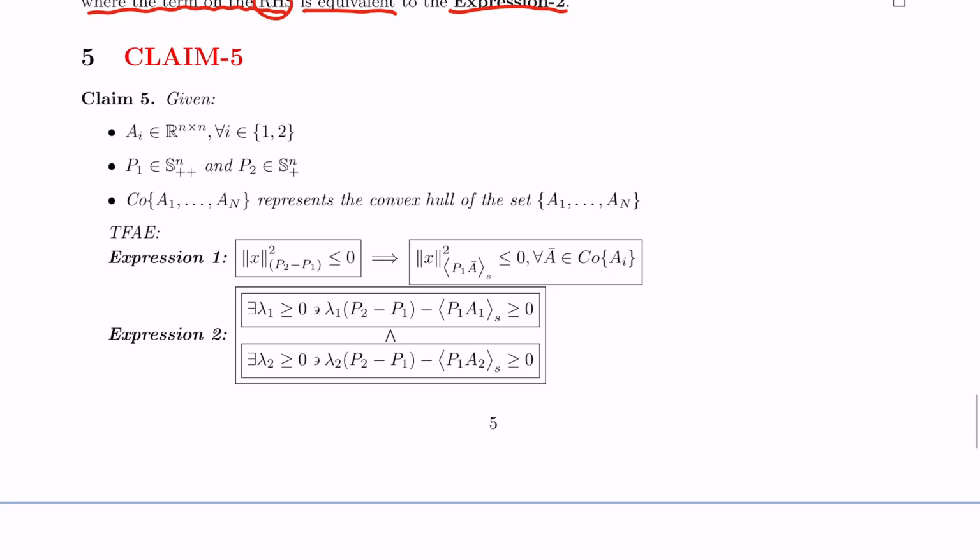Okay, so this is the one claim, and then after that we are going to go over the complete proof, which will take like, I don't know, 2 minutes or something, depending on how I emotionally feel about myself.